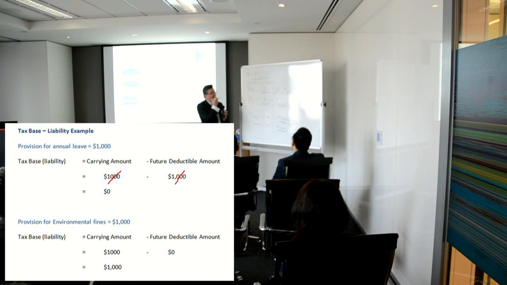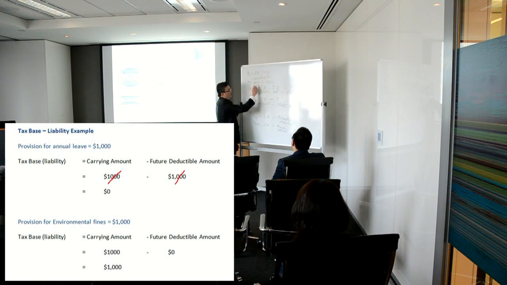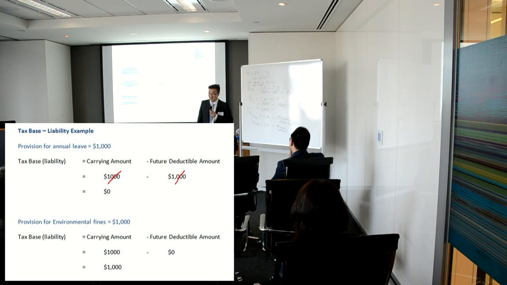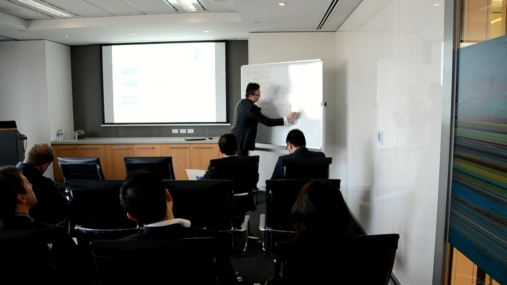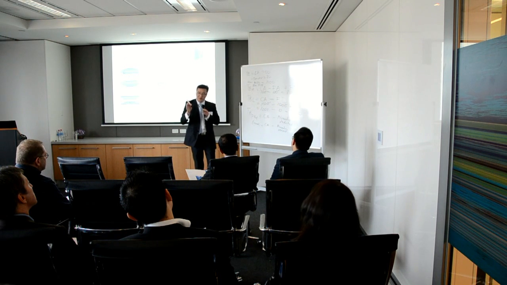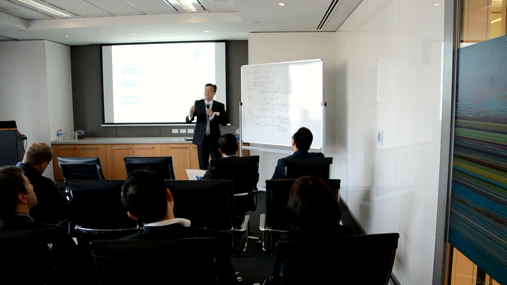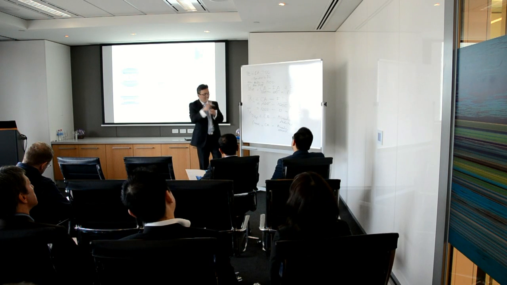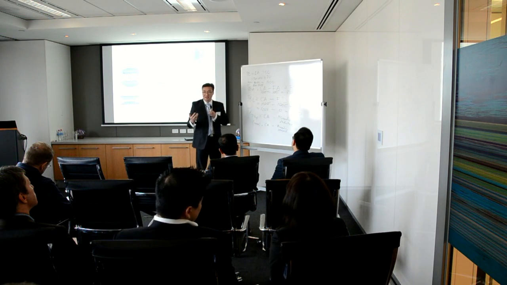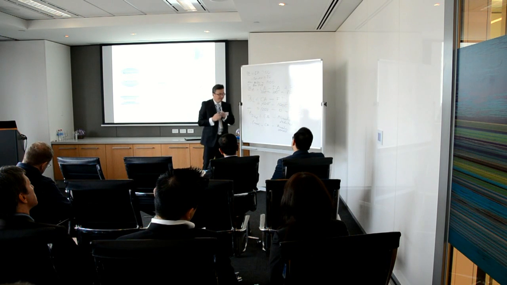Let me give you another example. Let's say it's not a provision for annual leave. Let's say this is a provision for environmental fines that you're going to pay. So the carrying amount is 1,000. How much deduction are you going to get when you pay those fines? 0. So the tax base is 1,000. The thing that I want to demonstrate to you is that just because you call something a provision or accrual does not make the tax base 0. You're going to think about whether or not you get a deduction from the settlement of that liability.